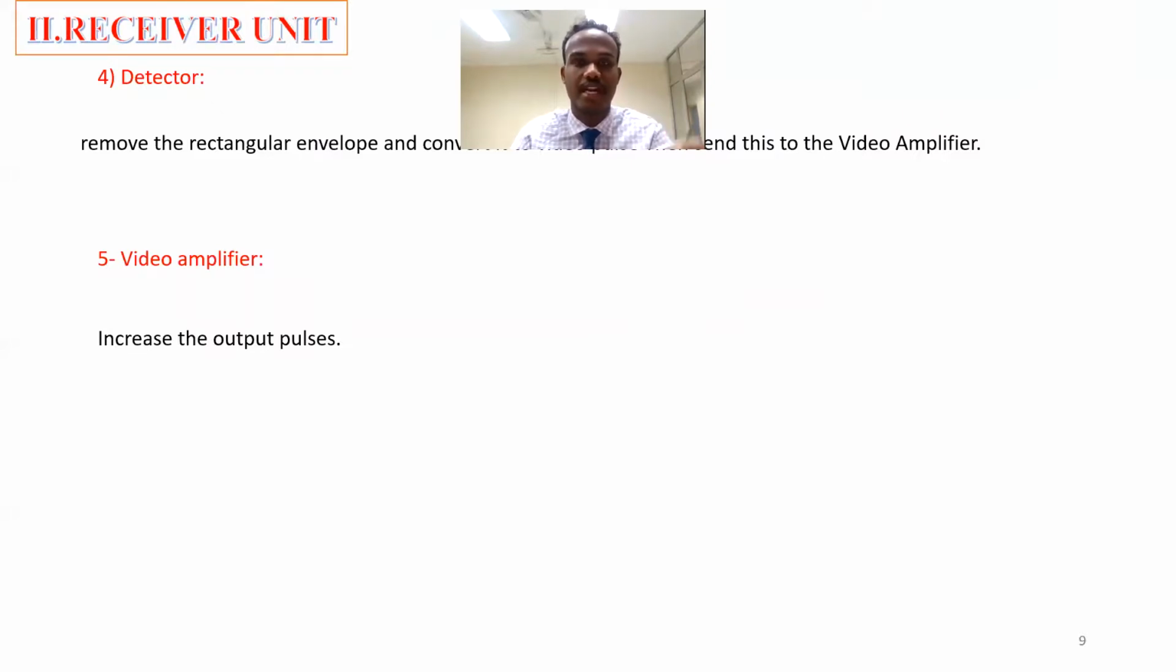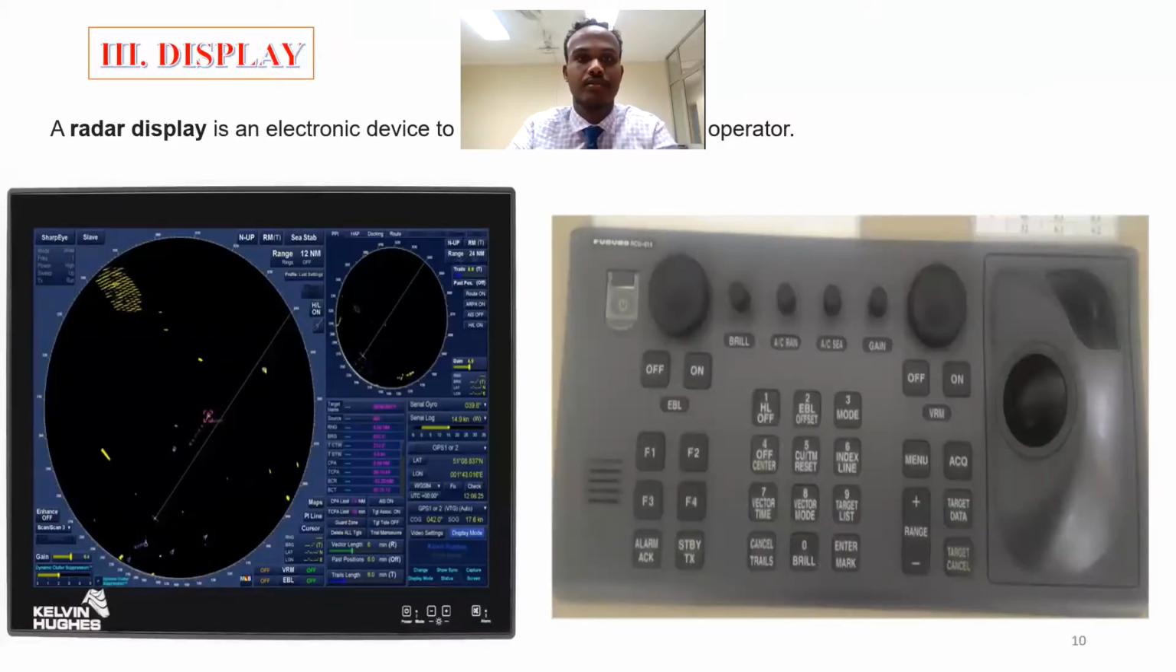The final component inside the receiver unit is the video amplifier. The function of the video amplifier is to amplify or increase the output pulses. Now come to the third main component of the radar, the display, which is an electronic device to show the radar data to the operator. Here is the picture of the display.